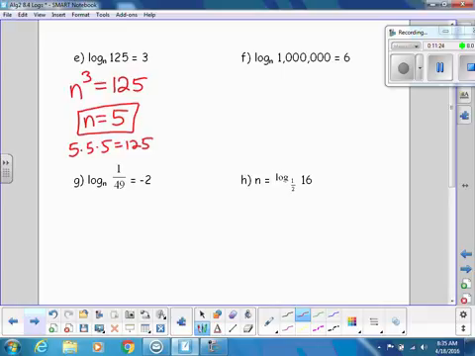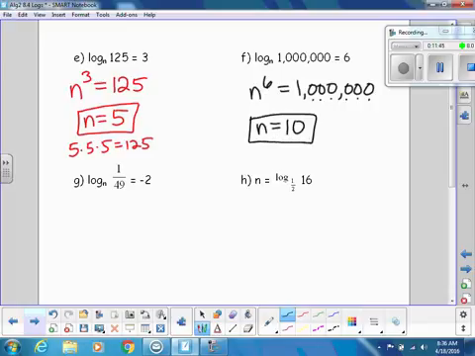All right, so let's do the same thing here. n to the 6th power is equal to 1 million. 1 million has 6 zeros. And this should look familiar. If I have 6 zeros and my power is 6, then this n has to be 10, because 10 to whatever power is going to have that many zeros.